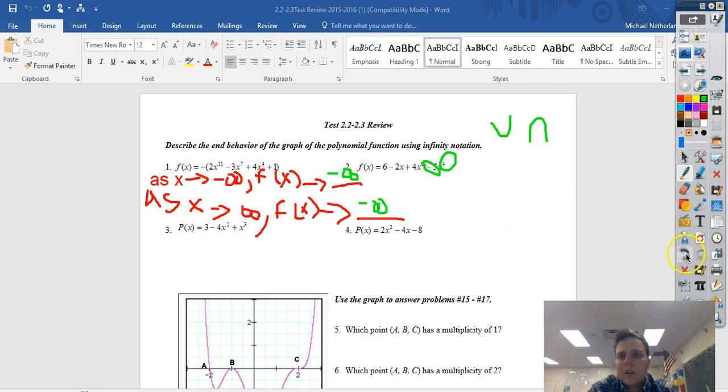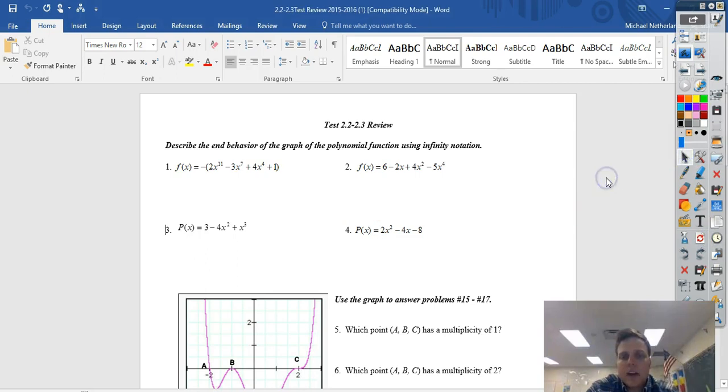Okay. Problem number 3. Highest power is 3. It's positive, so that's down, up. So down would be negative infinity, and then up, that would be positive infinity. Okay. Number 4, the highest power is 2, and it's positive, so it's even, positive, so it's up, up. Great. That's 1 through 4.